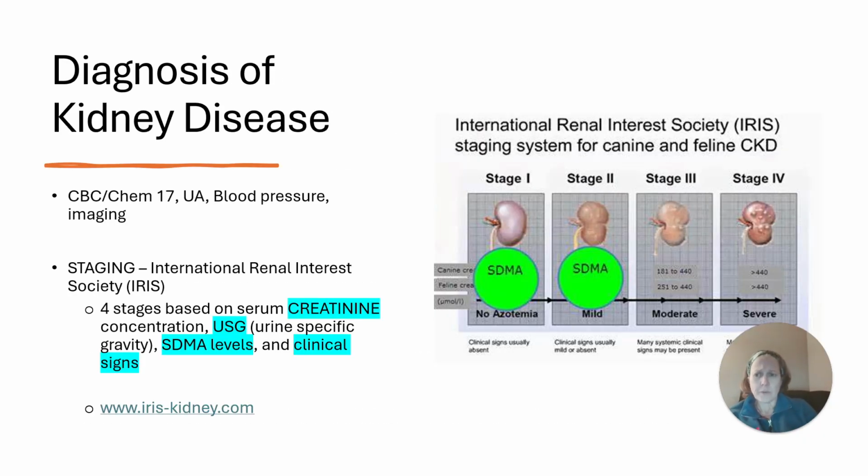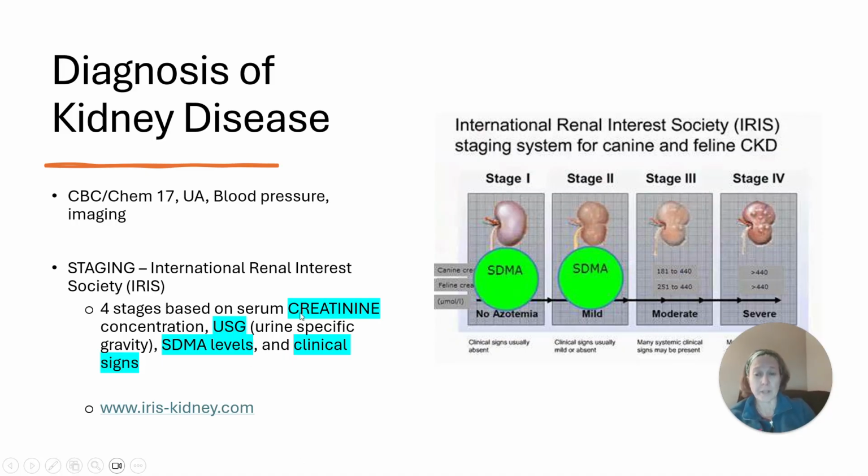So how do we diagnose it? Number one is CBC and chemistry, getting an assessment of the BUN and creatinine levels. We monitor blood pressure. Often animals that have chronic kidney disease do have systemically higher blood pressure, and we do imaging. There is actual staging of kidney disease that is out there. It is called the International Renal Interest Society, or IRIS staging, and there are 4 stages. This little chart over on the side outlines them for you.